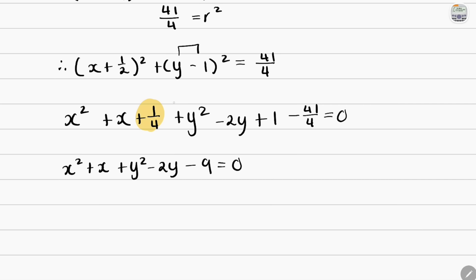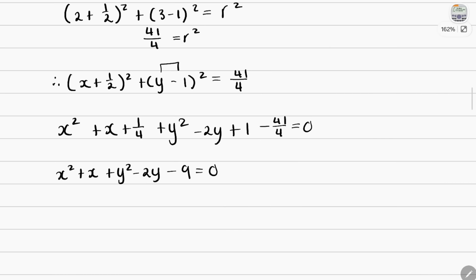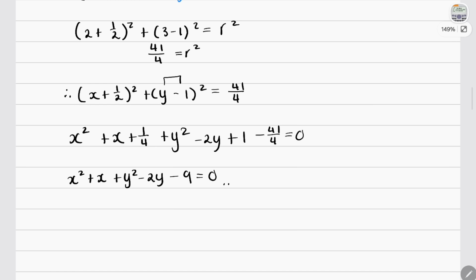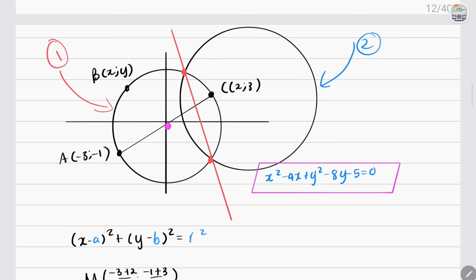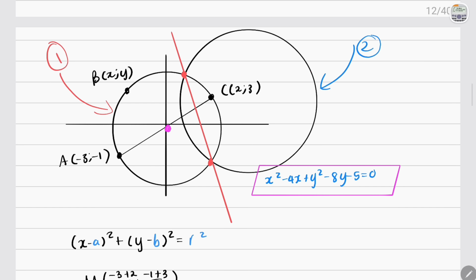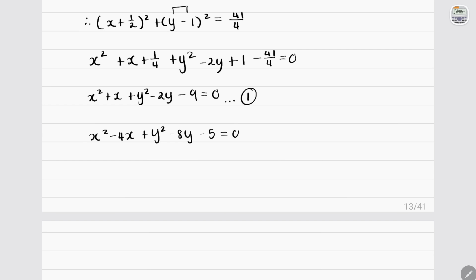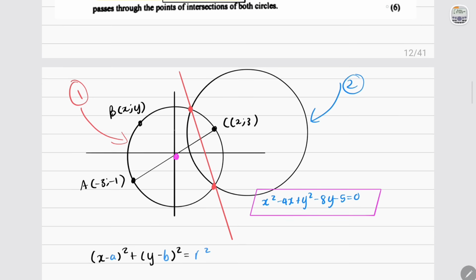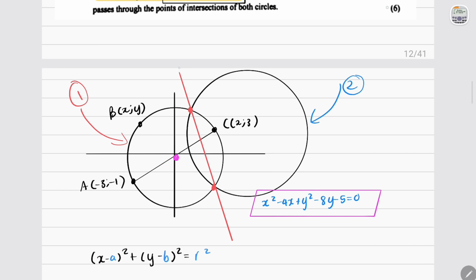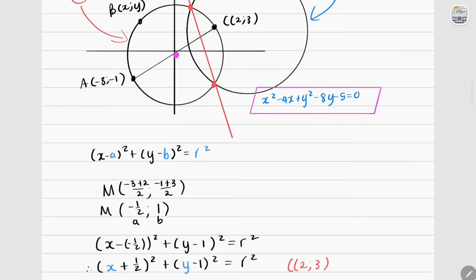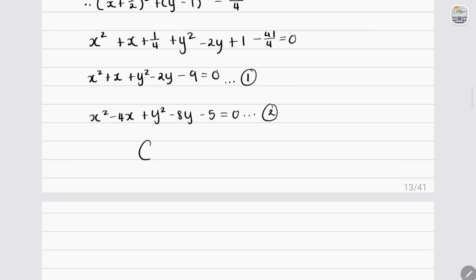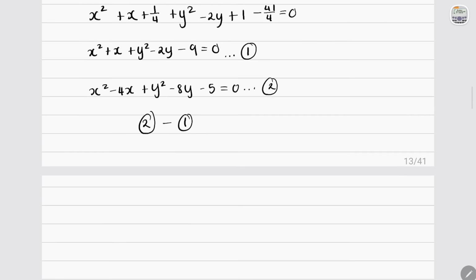And there we go. Okay, so this is what we have here. And I'll go ahead and call this my equation number 1. And then the equation of this one, which we already had, I'll call that equation number 2. Okay, so this is equation number 2. And now to find the equation of the line where these two intersect, we're simply going to say equation number 2 minus equation number 1, or 1 minus 2 is still fine.